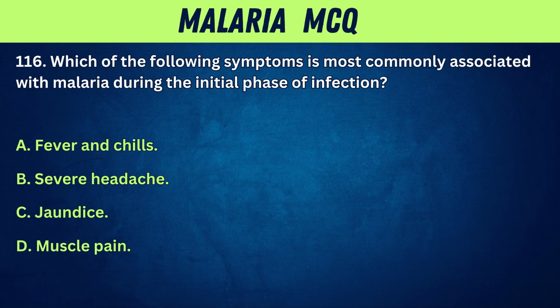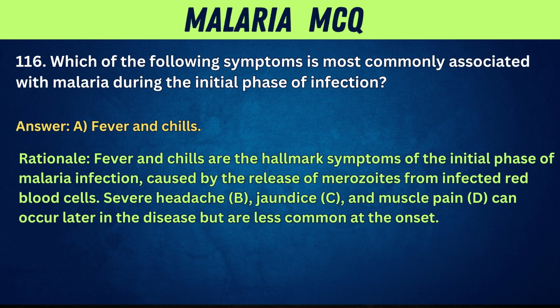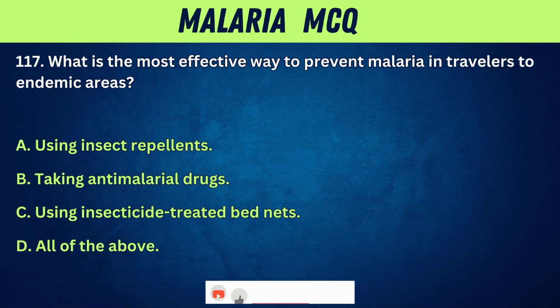116. Which of the following symptoms is most commonly associated with malaria during the initial phase of infection? A. Fever and chills. B. Severe headache. C. Jaundice. D. Muscle pain. Answer: A. Fever and chills. Rationale: fever and chills are the hallmark symptoms of the initial phase of malaria infection, caused by the release of merozoites from infected red blood cells. Severe headache, B, jaundice, C, and muscle pain, D, can occur later in the disease, but are less common at the onset.